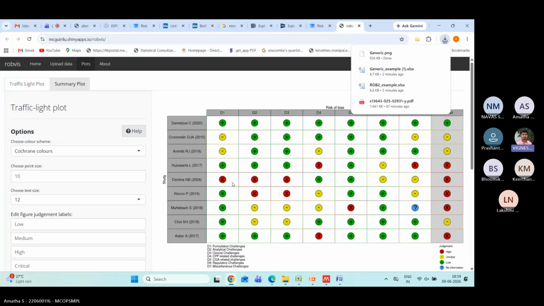If you are using ROB software and all, you can get this plus minus easily. Easily in the sense that it will take some time. You have to do the analysis again there. Otherwise, one thing you can do is take the JBI format. You can check whether all these criteria are mentioned in this particular paper.